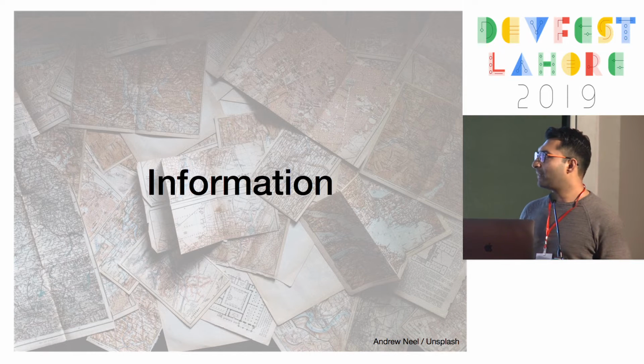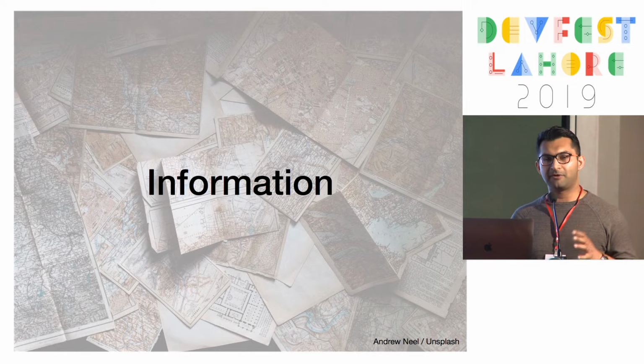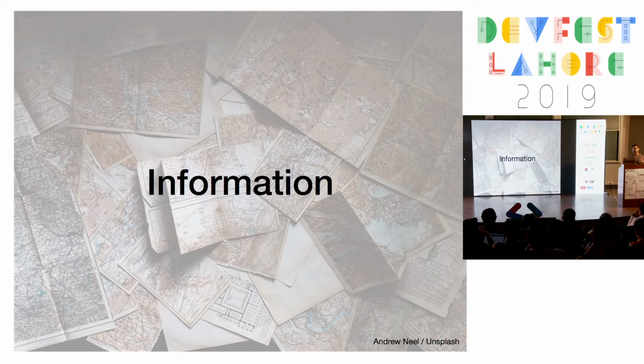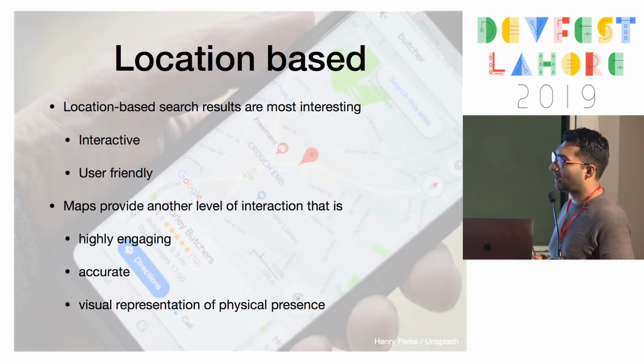When we come to local business, it is a very specific type of information. It is location-based, and it involves a lot of other things: the accuracy, the visual representation of the business. So location-based information brings in interaction, and it is more user-friendly to people when they are searching for it.